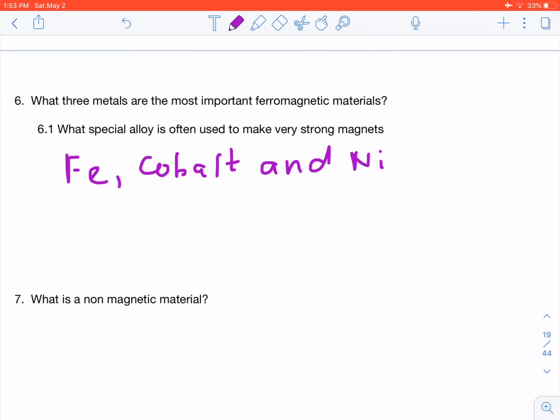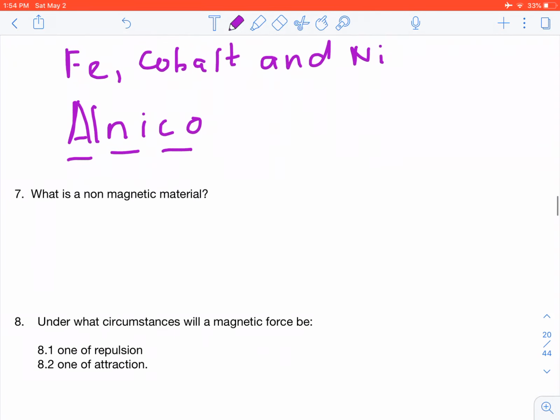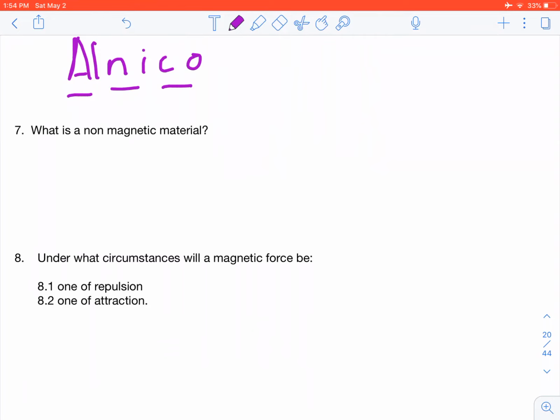And then what special alloy is used to make very strong magnets? The alloy is Alnico, which means aluminium, nickel, and cobalt. They can form very strong magnets. And you know, I had spoken earlier that aluminium is not a magnetic substance, but yet, when it's in an alloy, this alloy forms a magnetic substance, and it can make strong magnets.